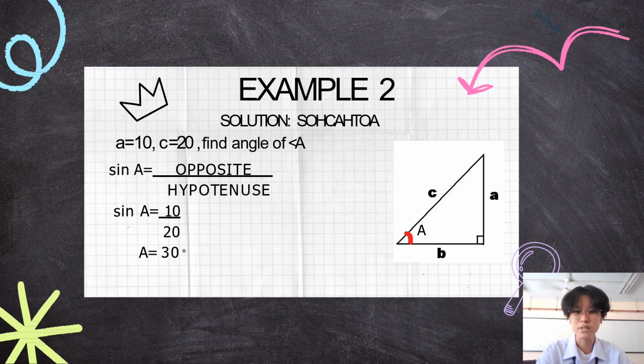Okay, for the second example, we're going to use the solution with sine. A equals 10, C equals 20. We need to find the angle of A. We can use the formula sine A equals opposite divided by hypotenuse. Sine A equals 10 divided by 20. So we get A equals 30, and the angle of A is 30 degrees.